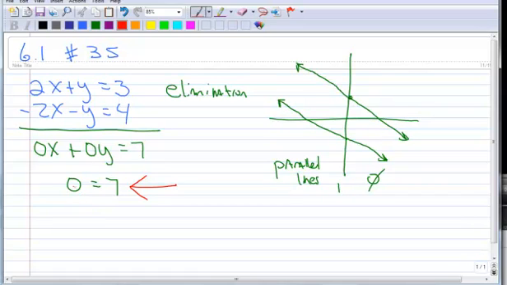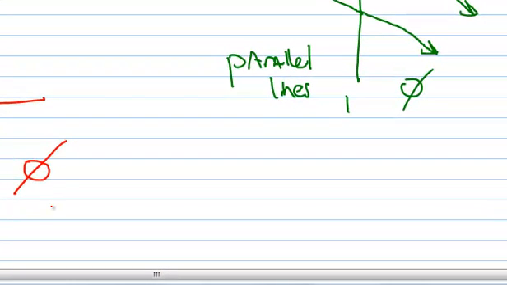When I do this problem, I think of this particular algebraic statement as being false. And if something is false, because 0 obviously does not equal 7, that leads me to the conclusion that there is no solution. So that's how I remember that this is no solution. And we also notice that this is a system that is inconsistent, so let's go ahead and note that. Inconsistent. Alright, so that's what a no solution example looks like.